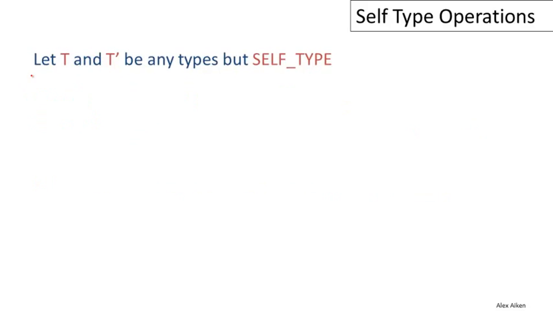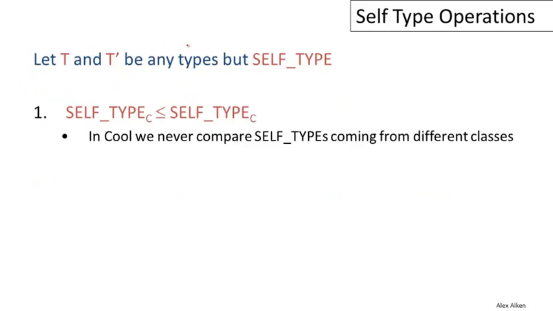So let's begin with the subtype relationship, and in our definition here we're going to use some types T and T prime, and these are just normal class names. They are any class names but not self-type. So one possibility is that we have self-type on both sides of our subtype relationship, and in that case it's easy to see that self-type sub C should be a subtype of self-type sub C.